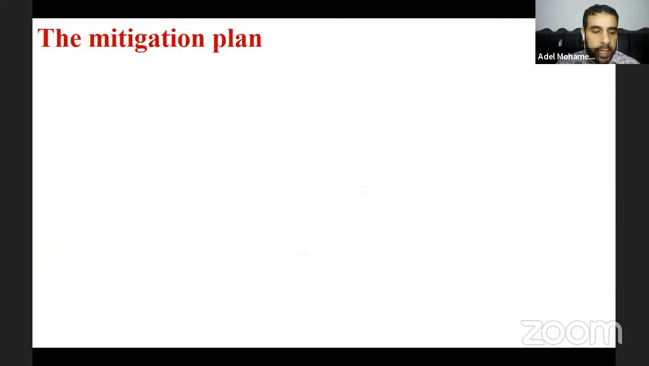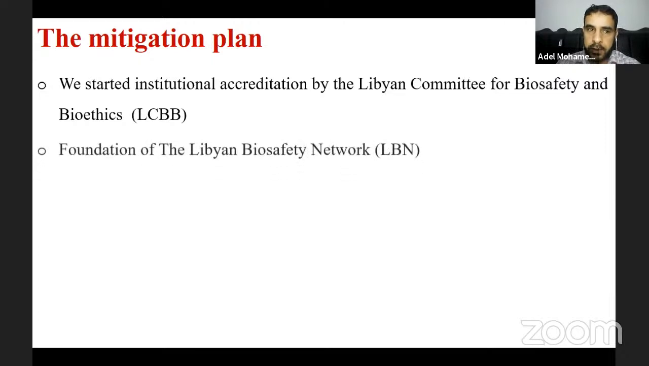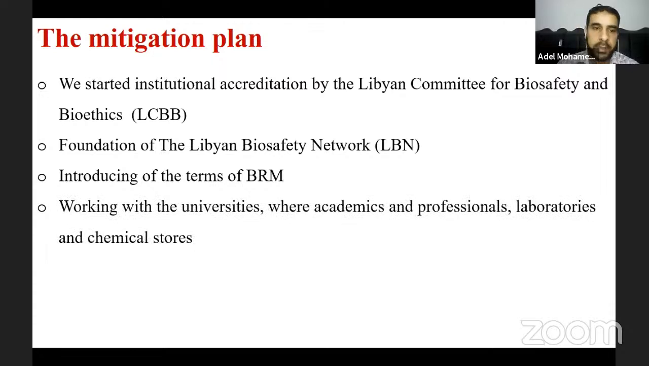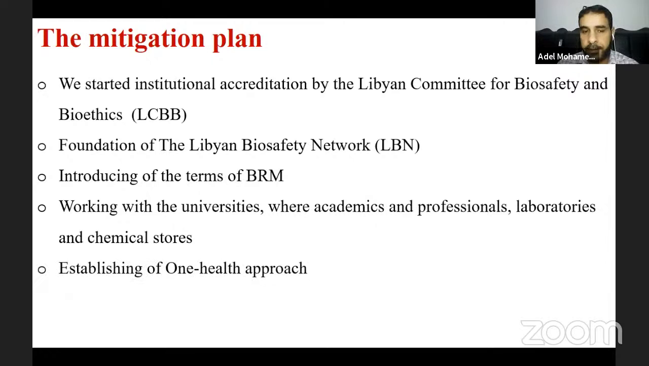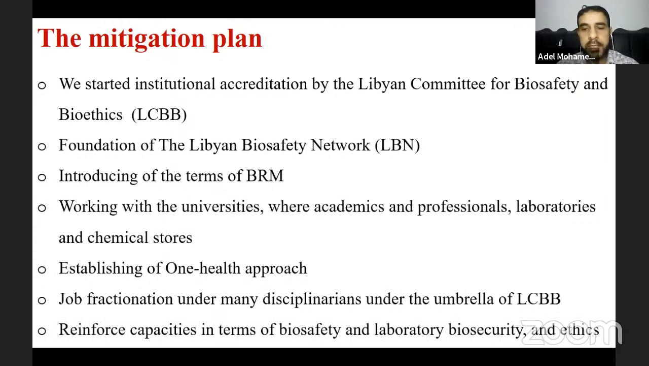After the assessment plan, we went to the next step, which is the mitigation plan. So what are the steps in order to mitigate or foster our biorisk management level? We started an institutional accreditation by the Libyan Committee for Biosafety and Bioethics. And we founded the Libyan Biosafety Network, which I'm leading, introducing the terms of biorisk and biorisk management, and working with the universities, academics, and professional laboratories and chemical stores, etc., and establishing the One Health approach under many disciplines under the umbrella of the LCBB, which is the Libyan Committee of Biosafety and Bioethics. Reinforced capacity in terms of biosafety, biosecurity, and ethics.